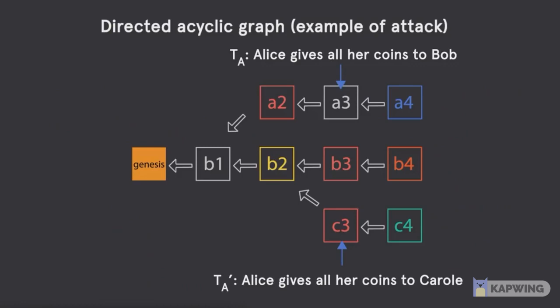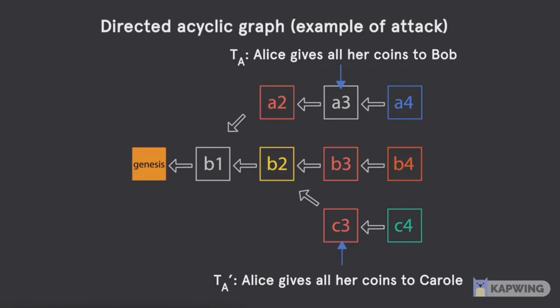Let us consider a scenario in which Bob and Carol are two merchants who sell real goods in exchange for coins. Let Alice be a malicious node who plans to attack the system to steal coins. As a part of her plan, Alice could issue one transaction TA where she spends all her coins with Bob. But she could also issue another transaction TA prime where she spends all her coins with Carol. If both Bob and Carol observe their own transaction in some block, they will ship their supposedly paid goods to Alice. Alice will then have double spent.